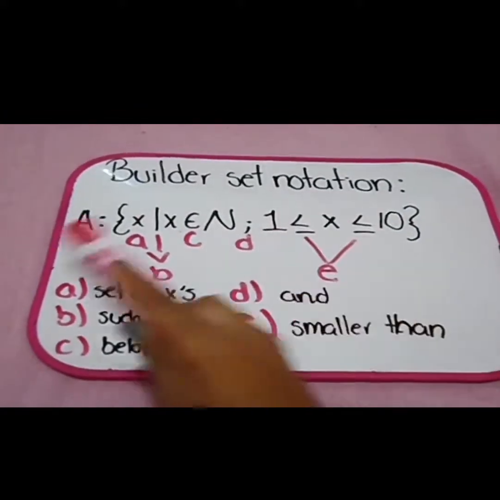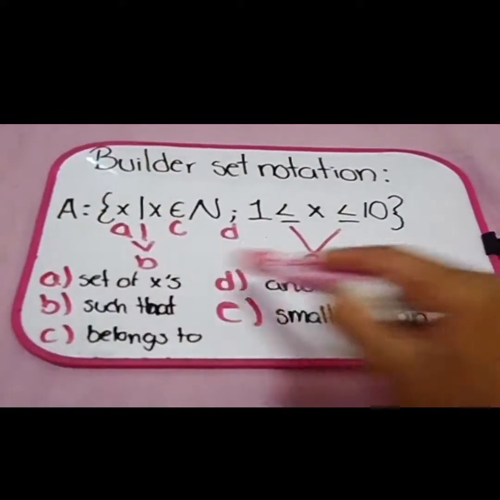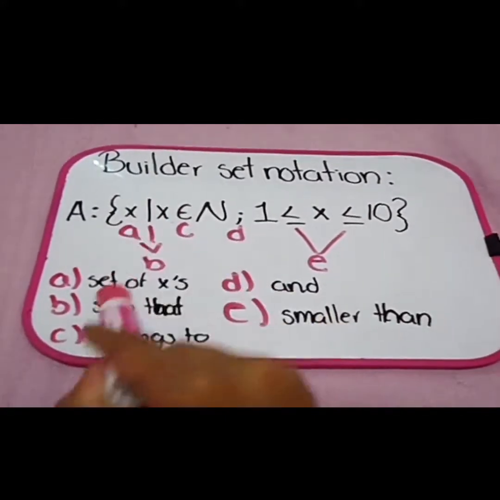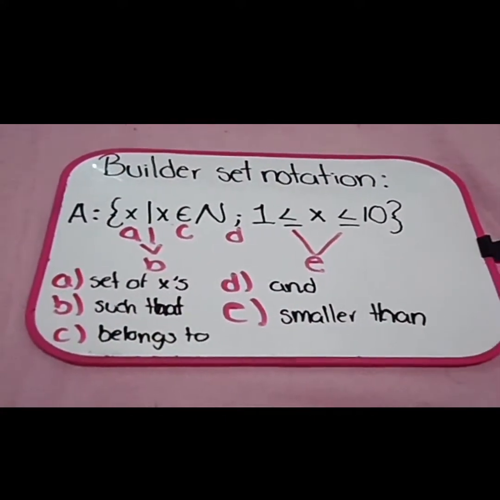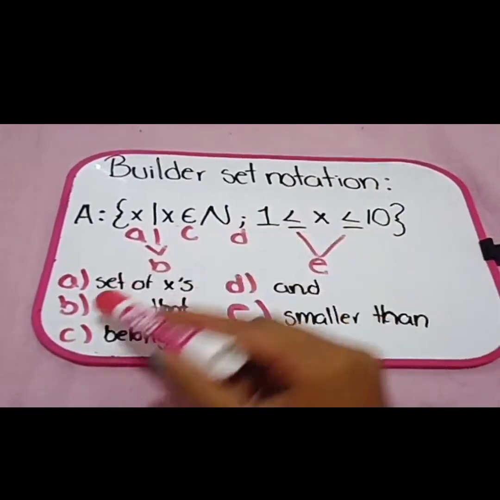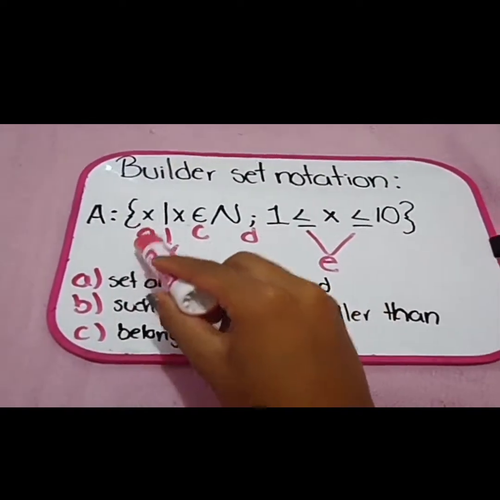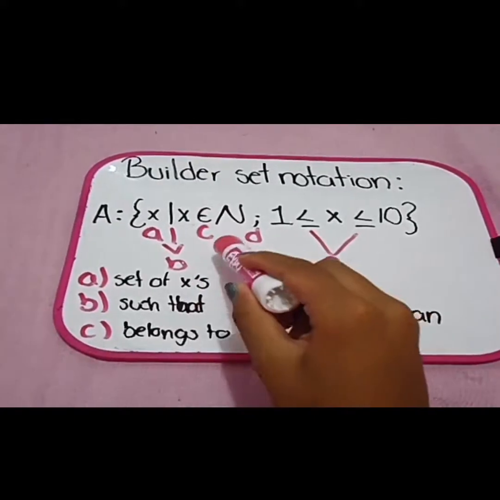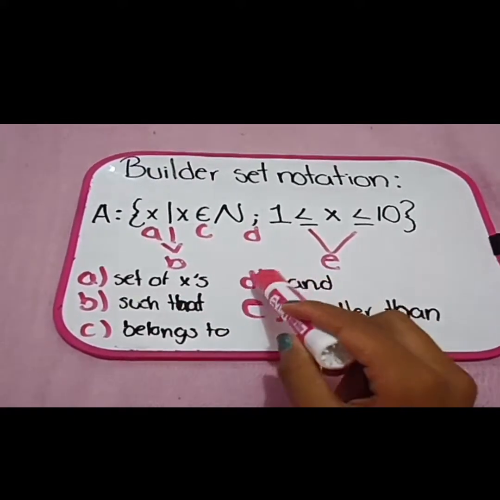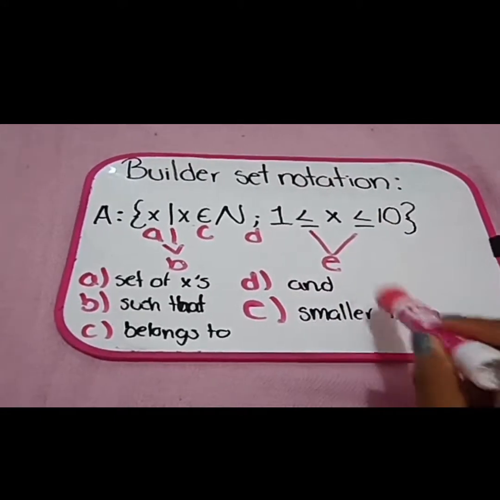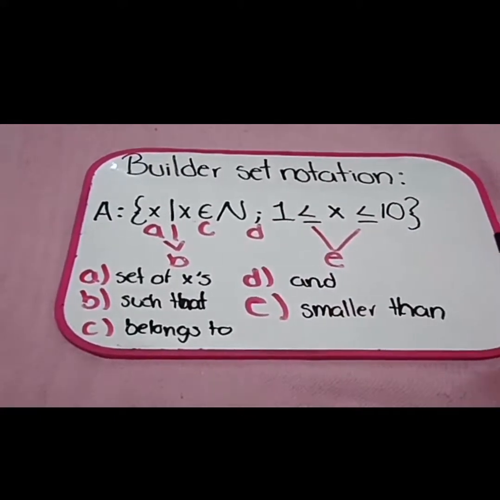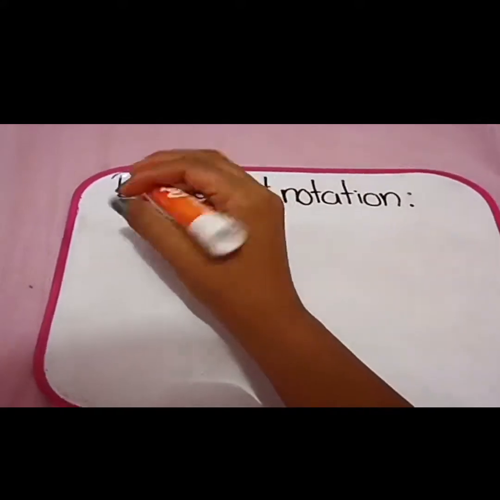So now we have here the explanation of those characters. Well, for the A, it means the set of x's, and then we have that line that means such that. Then the symbol ∈ means belongs to. Then ≤ means smaller than or equal to.